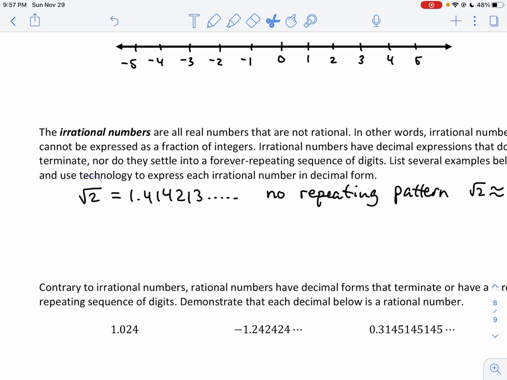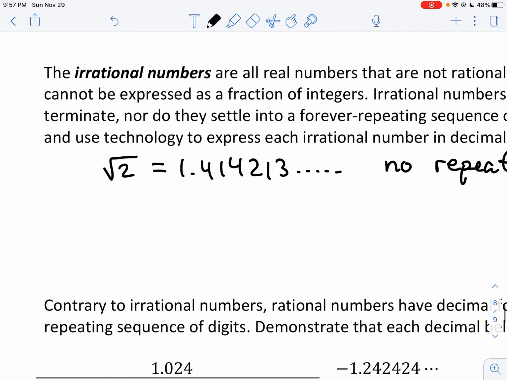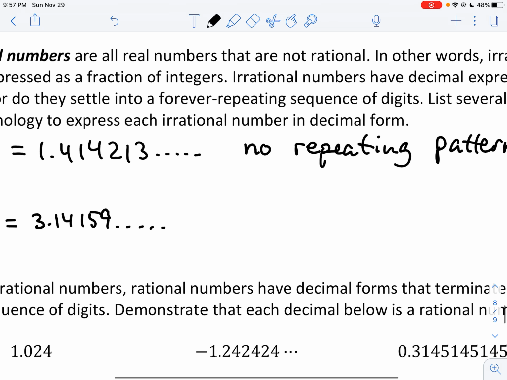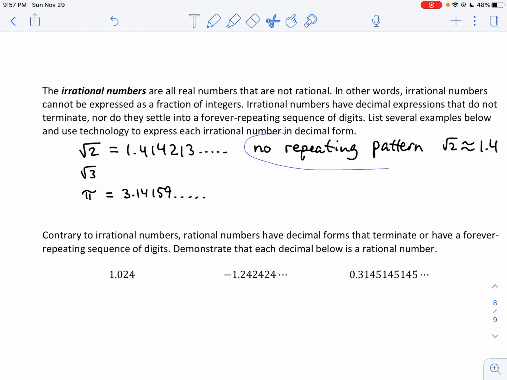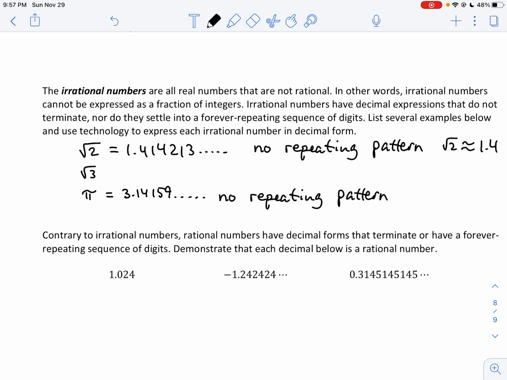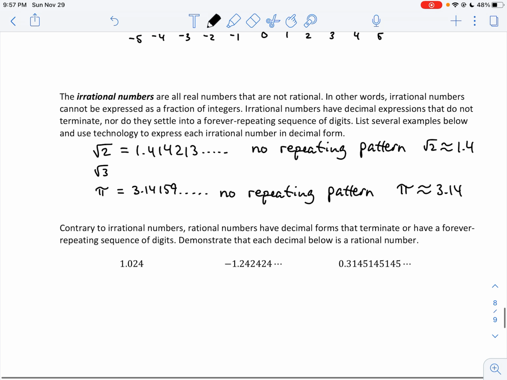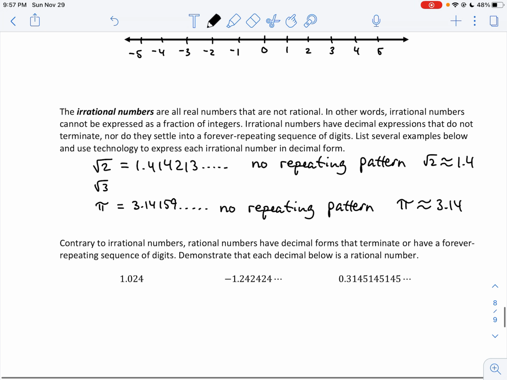You can't put a little bar above something and say, that repeats forever. It just doesn't happen. So really just writing square root of 2 is the best way to write this in an exact way. Pretty much any radical that doesn't simplify, like radical 3, is going to be an irrational number. Another famous one, of course, is pi, which is 3.14159, and then the digits go forever. Again, no repeating pattern for pi, and for practical purposes, most people will round pi and say it's about 3.14.